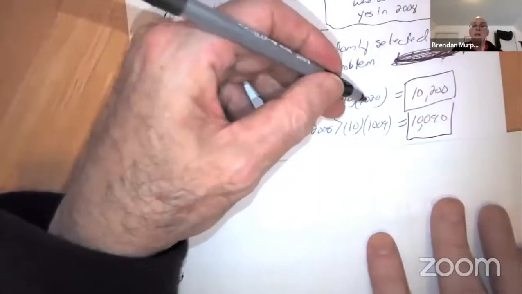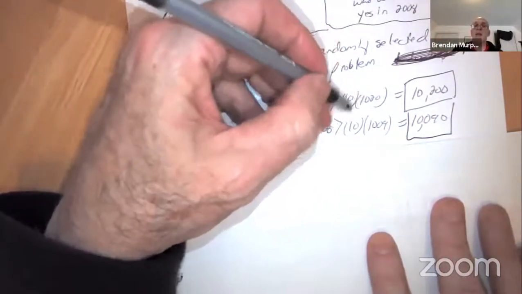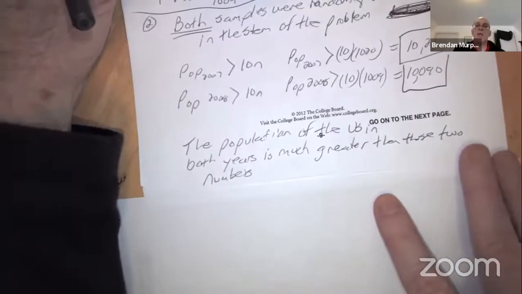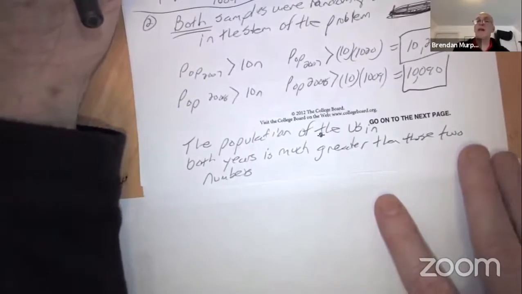Again, we need to see this math. We need these numbers on your paper somewhere. And so down here, I've said the population of the United States in both years is probably much greater than these two numbers. And so we're safe there.